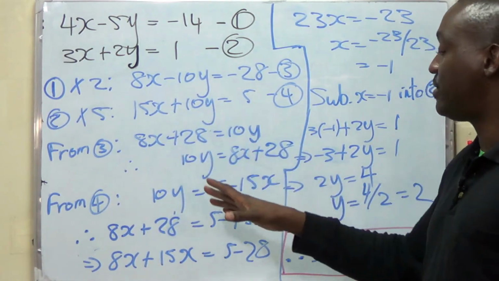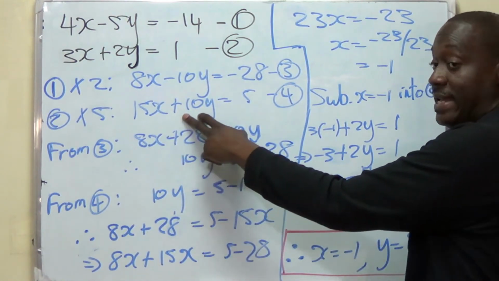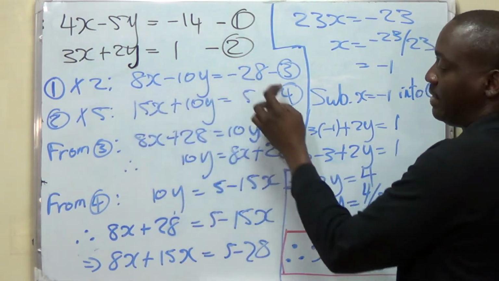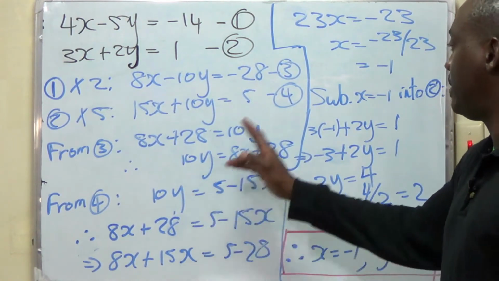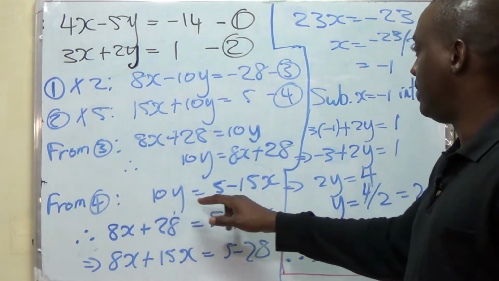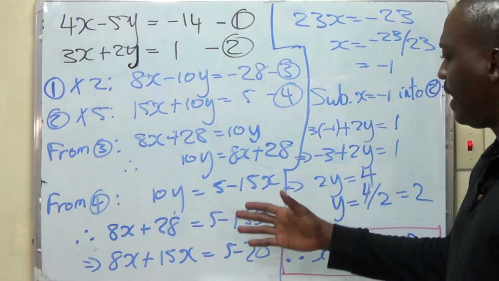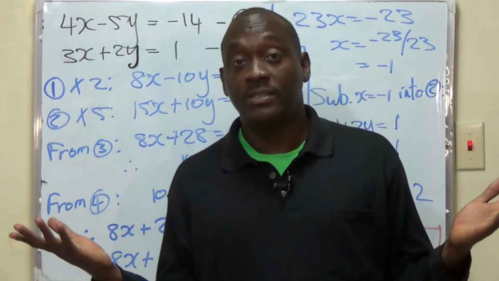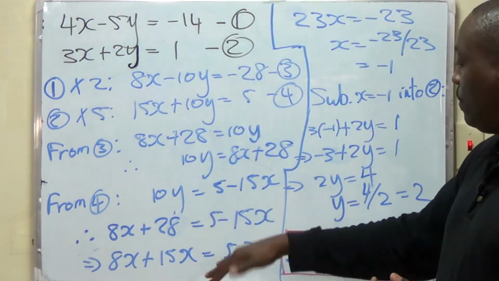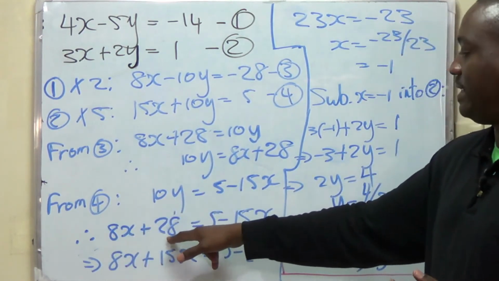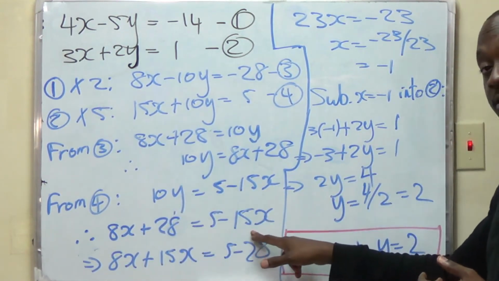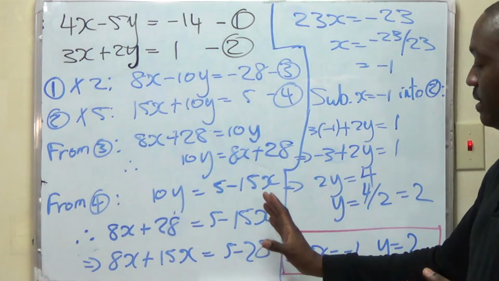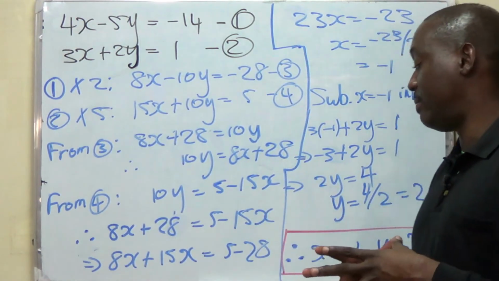From equation 4 it is a little more straightforward because we already have the plus 10y here in equation 4. So all you need to do now is take the plus 15x and carry it across on the right side. So that from equation 4, you will have that 10y is equal to 5 minus 15x. And just as was the case with 12x in video 3, 10y is equal to 10y. So 8x plus 28 is equal to 5 minus 15x. Good? So we now have an entire equation in one variable alone, this variable being x.